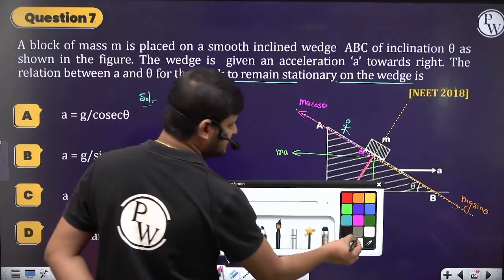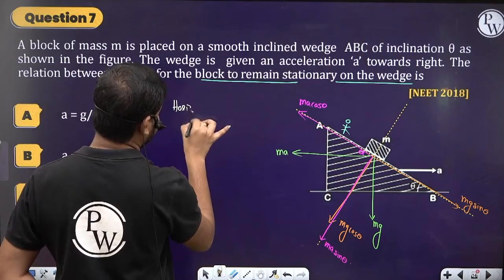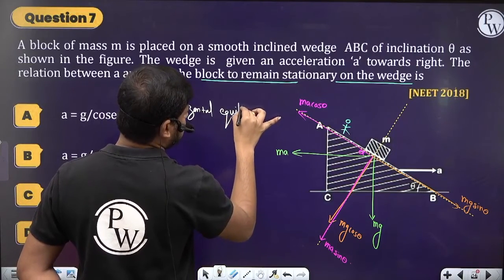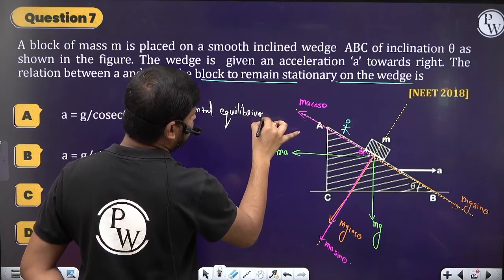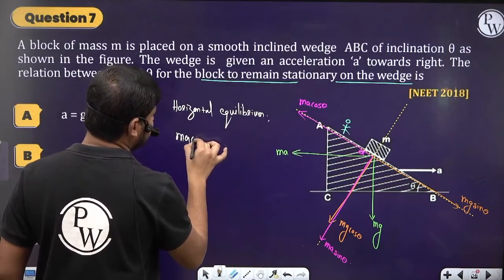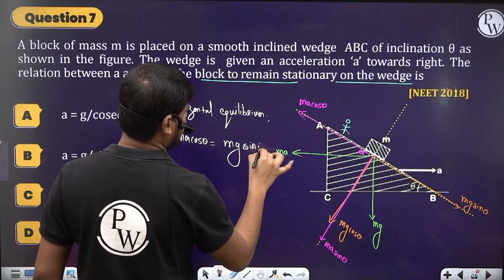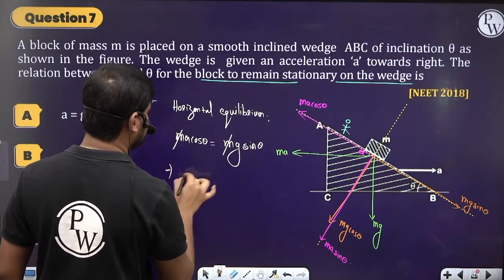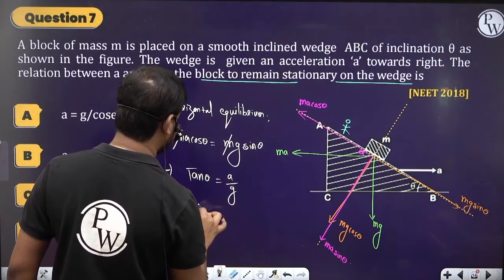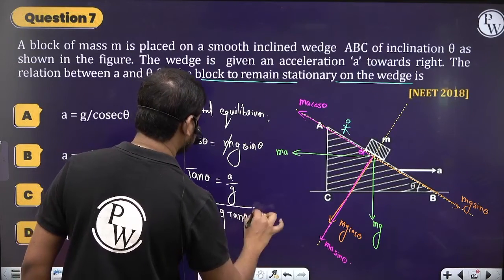The first thing is the horizontal equilibrium. Consider the horizontal equilibrium. According to the horizontal equilibrium, this is the x-axis. So I can write ma cos theta is balanced by mg sin theta. The same thing we are doing again and again here. So cancel. We know that tan theta is equal to a by g, and the acceleration a is equal to g tan theta.